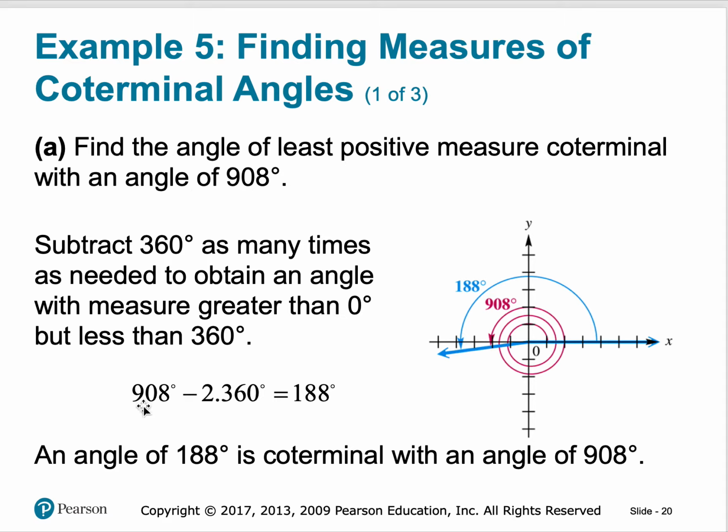So if I did 908 minus 360, I'm going to get, let's see, they did it a little different in the example. Let's try it. 908 minus 360 is 548. That's not small enough. I need it to be between 0 and 360. So I subtract 360 again, and I get 188. So all we're doing is subtracting 360 until we get a value between 0 and 360, and that is a coterminal angle, which we can actually do something with on the graph.